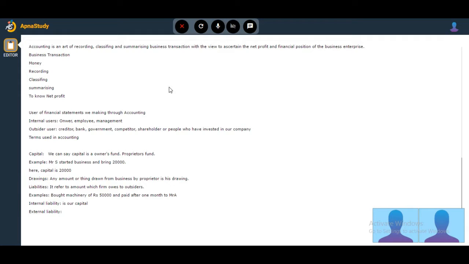External liability is whatever amount we have to pay to an outsider. Liabilities can be further classified into non-current liabilities. All those amounts which are not due in the near future, that is within 1 year, are non-current liabilities, like loans. Generally, we pay loans in 5 years, 6 years. So these are not our current liabilities. Therefore, we call them non-current liabilities.